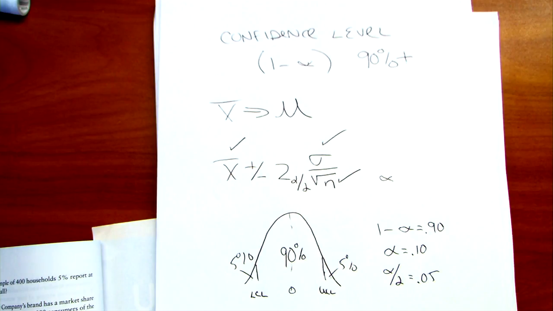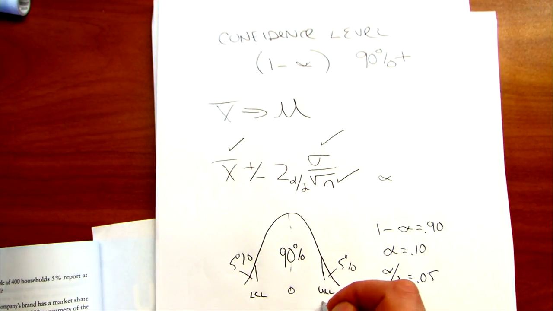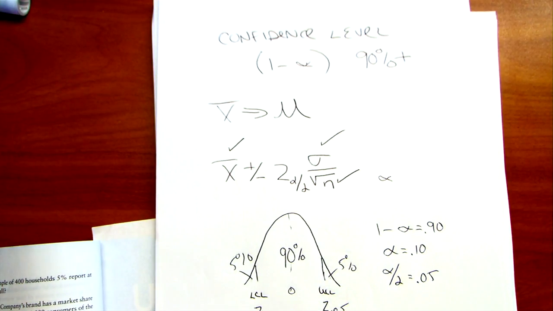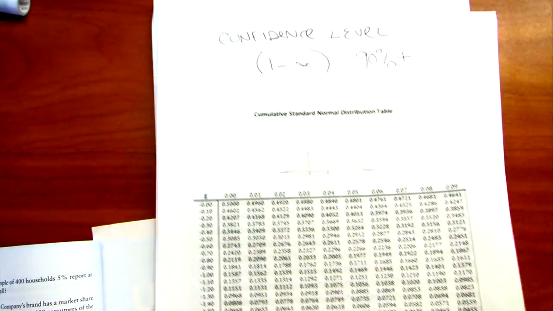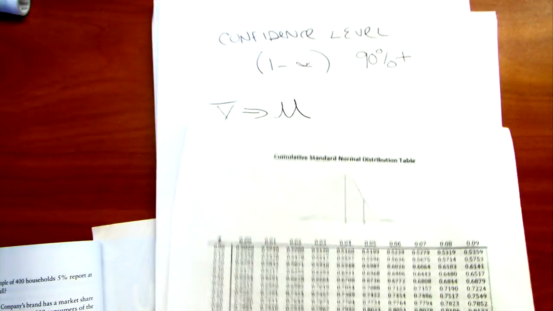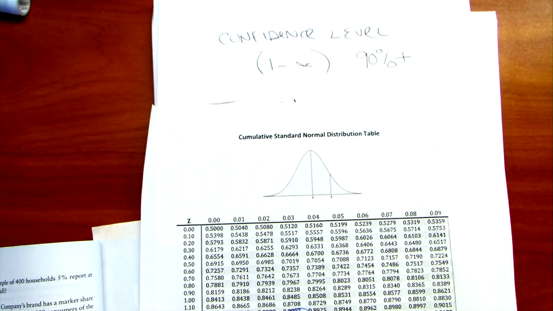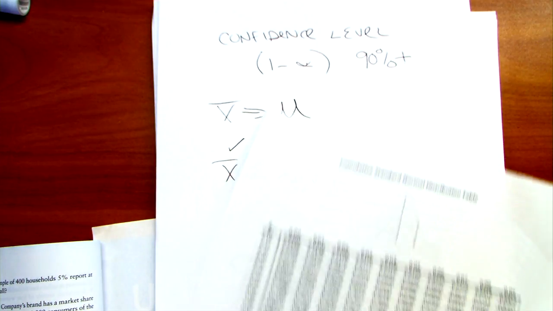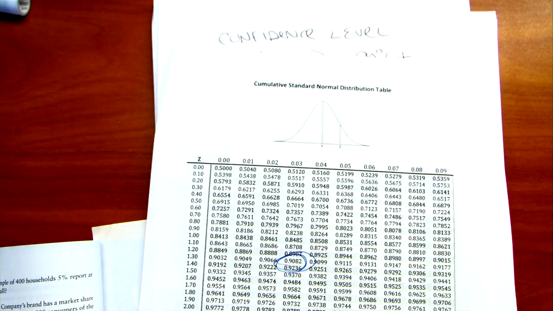What z value would have 5% to the right? What z value would have 5% to the right? And we're not going to have to do this, but I'm going to do this one time. If I'm looking for a z value that has 5% to the right, and remember this is cumulative probability, how do I want to find that in this table? So if it has 5% to the right, what does it have to the left? Courtney? 95%. The cumulative probability is 95%.